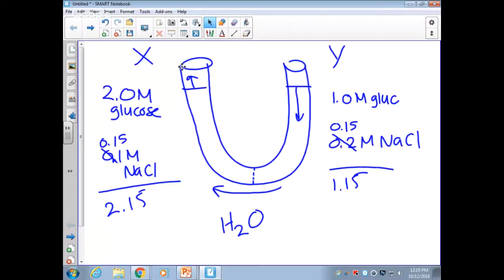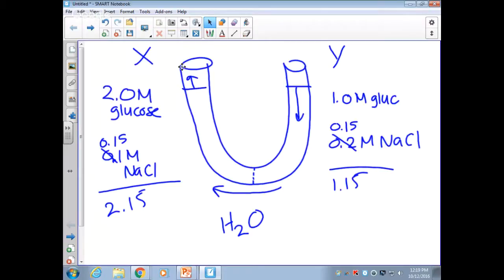The fluid level on side X will rise. True or false? Come on, y'all have done this, right? True, because the water molecules on that side at the beginning of the experiment have more free energy than those on side Y. That's false. They have less. There's more free water on side Y, so there we go. So C is what?